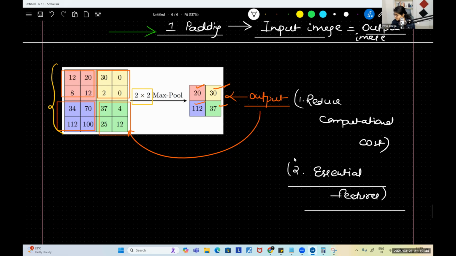Is this clear to everyone? Essential features meaning most important features. Most important will always have a higher value, isn't it? Whatever features are highly significant.